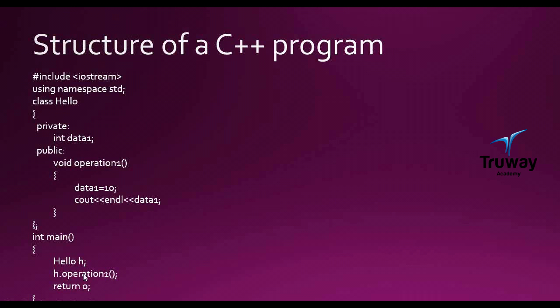So using this object, you're invoking an operation, you're calling a function, by putting the parenthesis and the semicolon at the end. When you say this statement, it's going to call this function. What will this function do? It will initialize this data with the value 10 and display the value here. So I'm getting the output as 10 for this program. This is the structure of a simple C++ program.